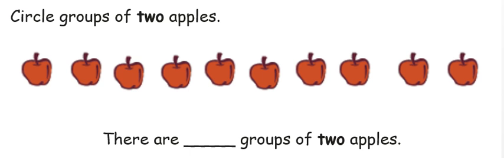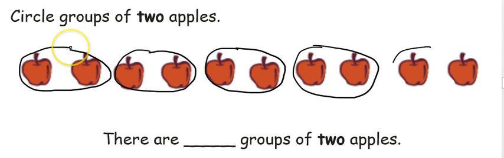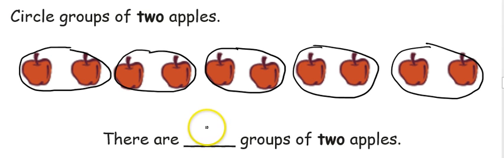For example, in the first problem, it says to circle groups of 2 apples. Now bear in mind that's different than saying circle 2 groups. We want groups that have 2 apples in each group. So I'm just going to go through and circle groups that have 2 apples in them. And then I'll fill in the blank. There are blank groups of 2 apples. You can see I circled 5 groups. So there are 5 groups of 2 apples.